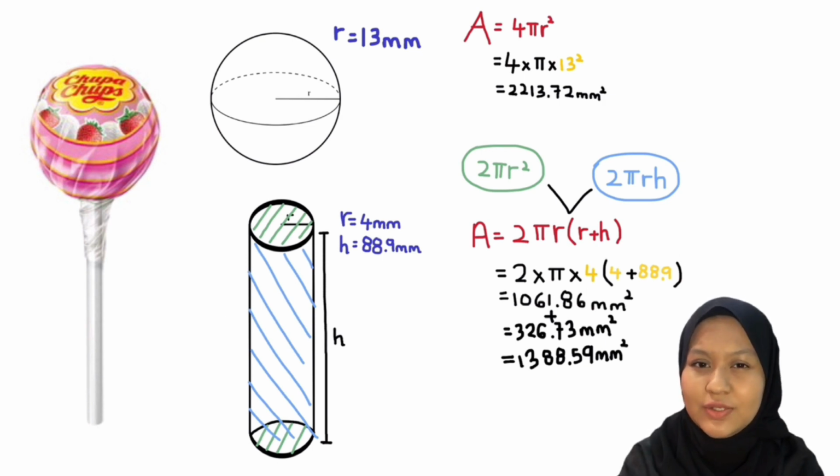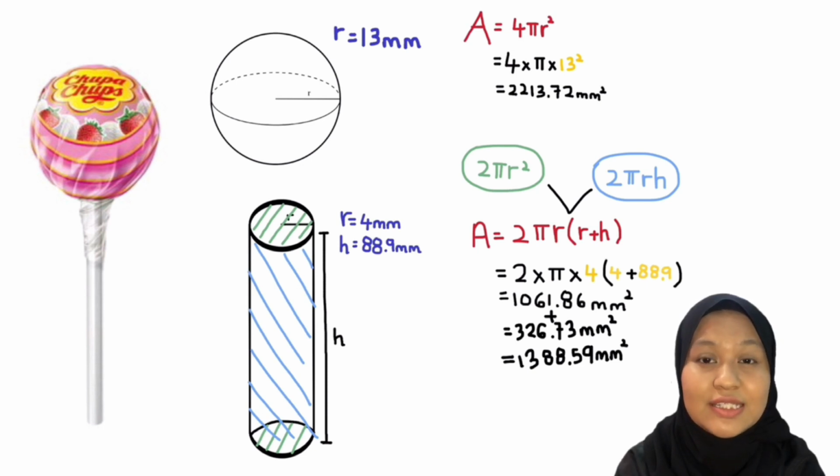Next, we will be calculating the area of the stick, which is a cylinder shape. I will explain to you guys separately since it will be more than two surface areas. For a cylinder, we will calculate two circle areas and a rectangle. We will be using 2 pi r squared for the two circles. The radius here is 4 mm, so when we put it into the formula, it will be 2 times pi times 4 squared, which equals 1061.86 mm.